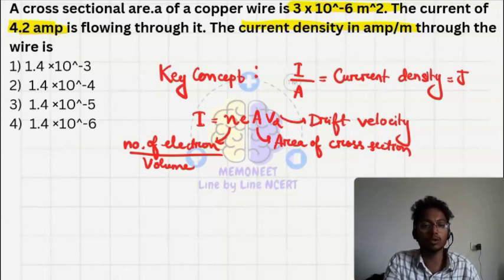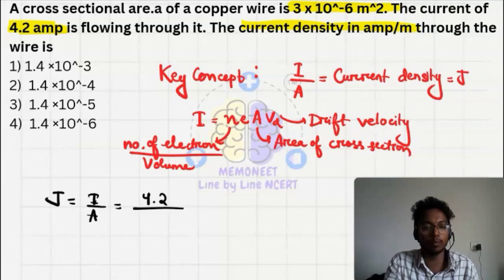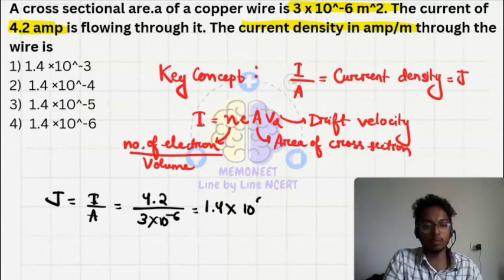The cross sectional area is given as this much, and the current is this much, so what will be the current density? J equals current I upon cross sectional area, that is 4.2 ampere upon 3 into 10 to the power minus 6. So it will be 1.4 into 10 to the power 6. So the current density will be 1.4 into 10 to the power 6.